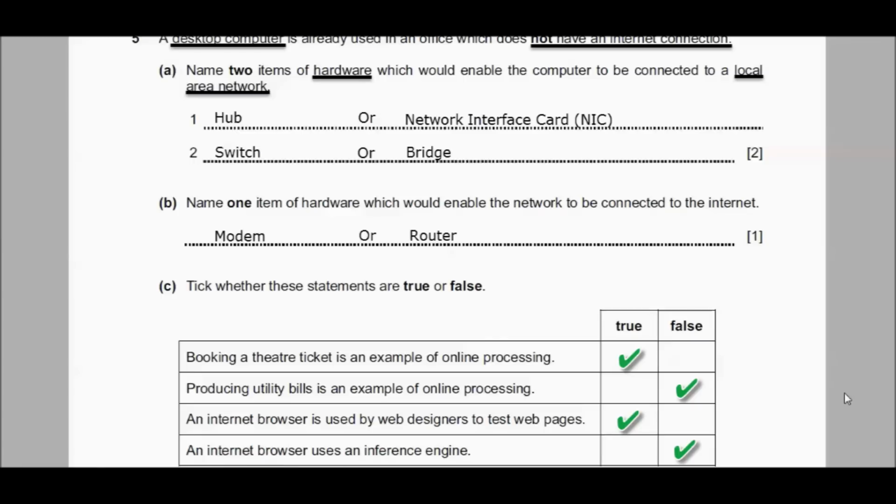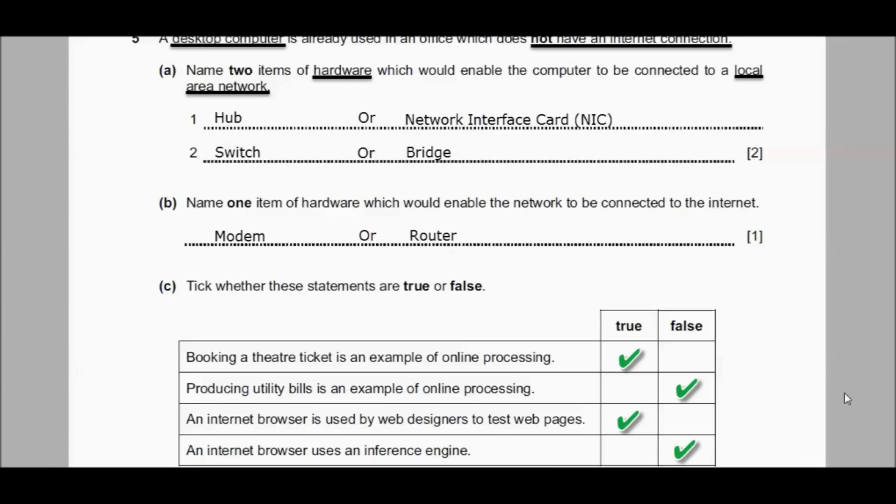Now question C. True or false? Booking a theatre ticket is an example of online processing. Yes, it is, because the ticket is processed directly when you place the order. If it was batch processing, then you'd probably have to wait till the next day to get confirmation of the ticket, because they'd be processing all the tickets at the same time. But with online processing, they're processing each ticket as it's been ordered by the customer.